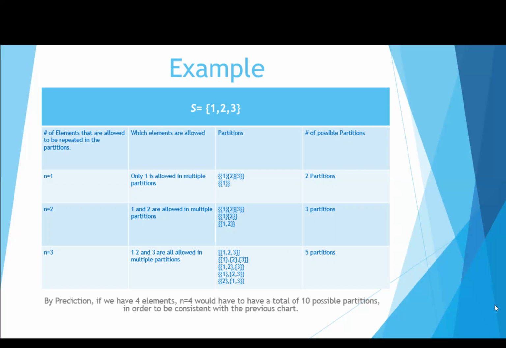And as shown in the previous slide showing the Bell chart, it would keep increasing. And by prediction, if we have 4 elements, n equals 4 would have to have a total of 10 possible partitions in order to be consistent with the chart shown before.